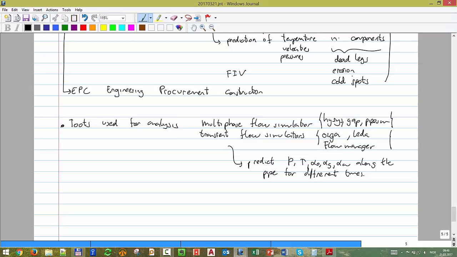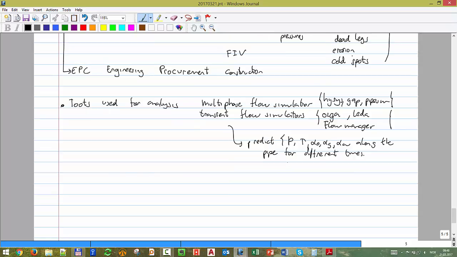Okay, and then detect if I will go inside the hydrate region, if I will go inside the wax region, if I will have slugging. What kind of pressure and temperature is really the first step for many other things. Okay, so that's one tool that we use.